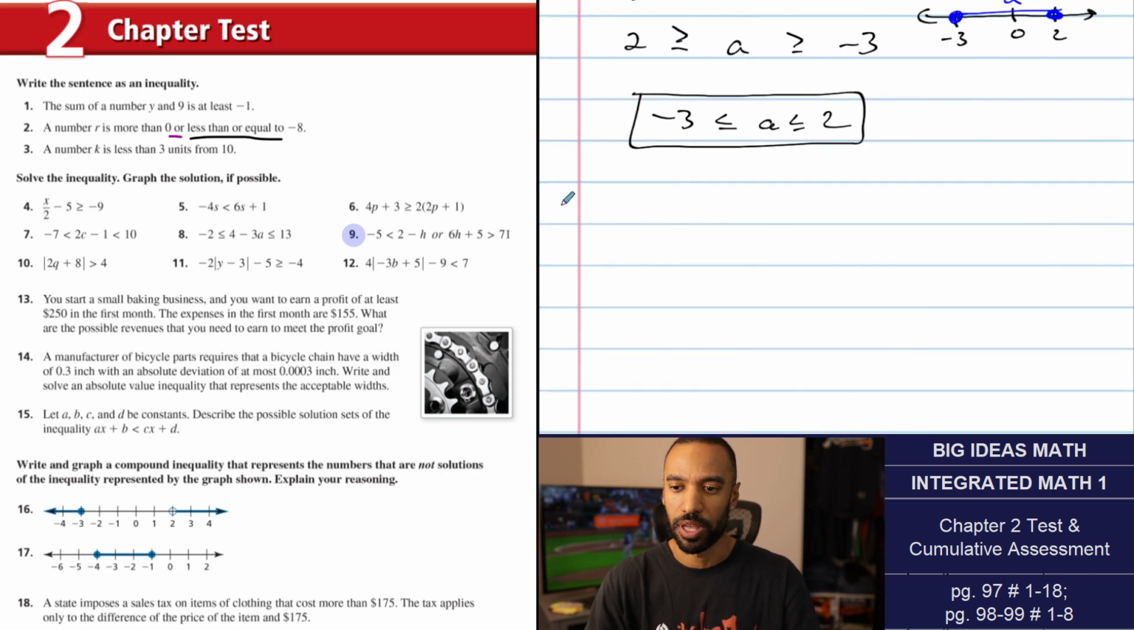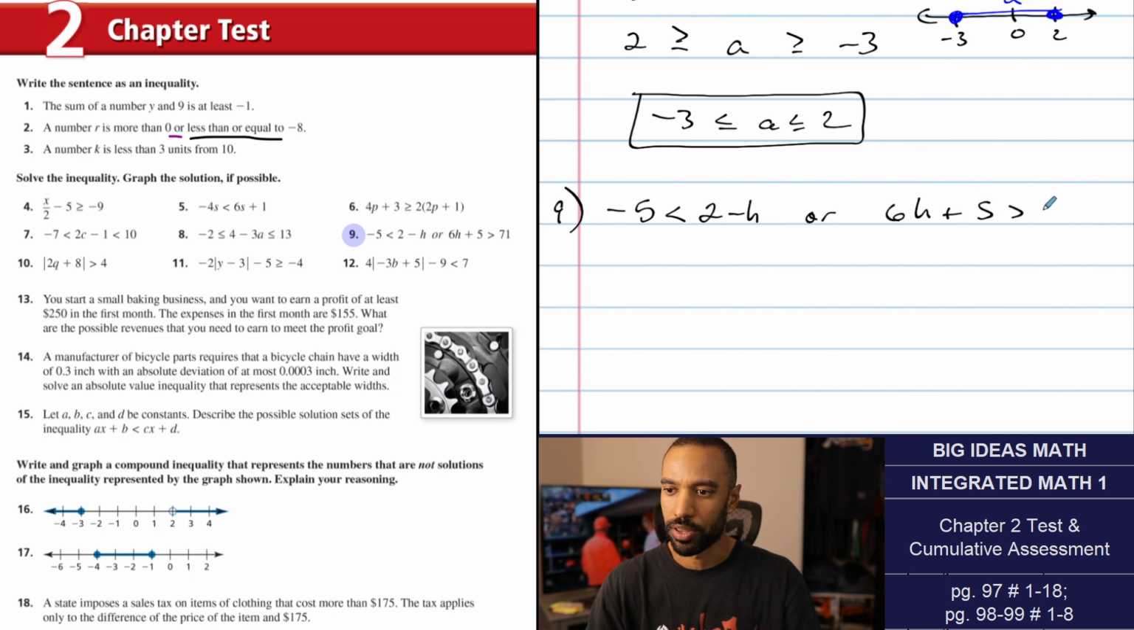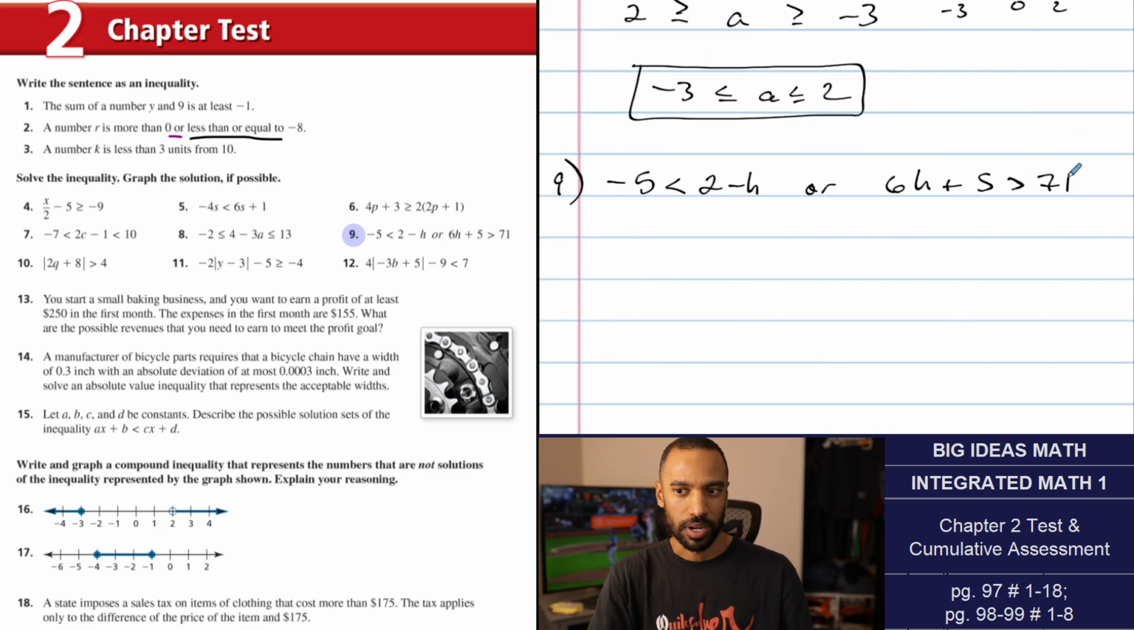Number 9 is another compound inequality, but in a case of or. Or is generally a split, but they'll do whatever they do for these problems. We'll see how it works out. -5 is less than 2 minus h, or 6h plus 5 is greater than 71. These are basically 2 problems in one. I say that all the time.